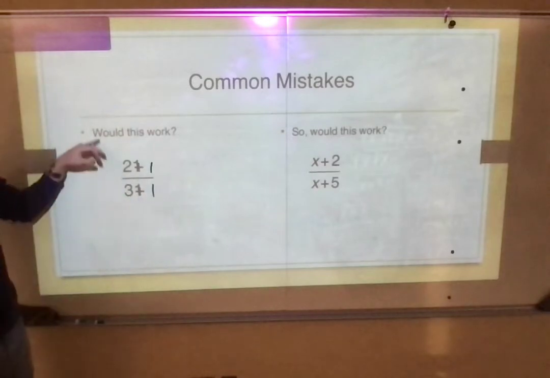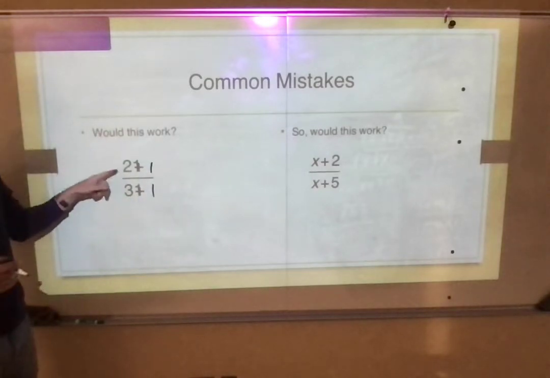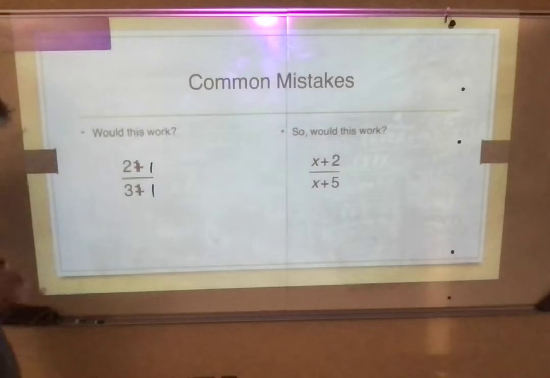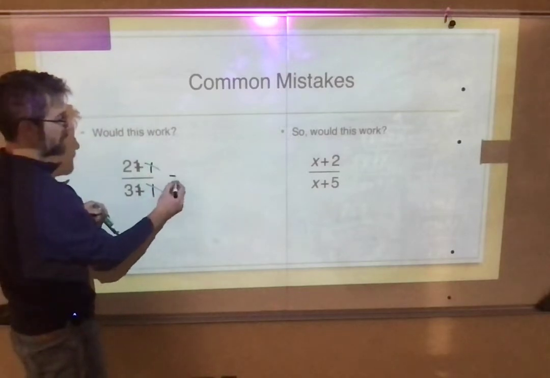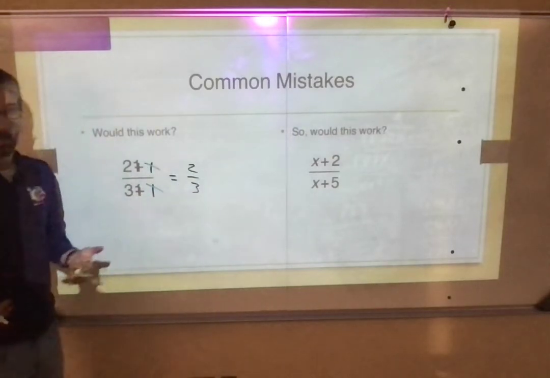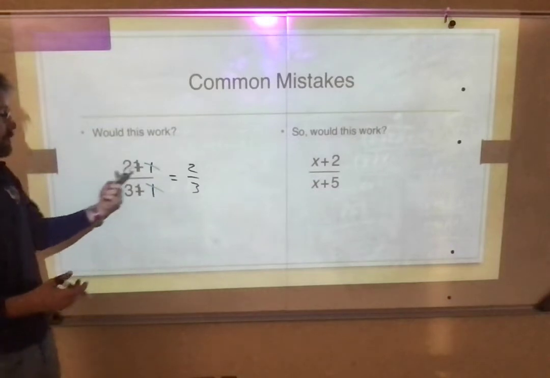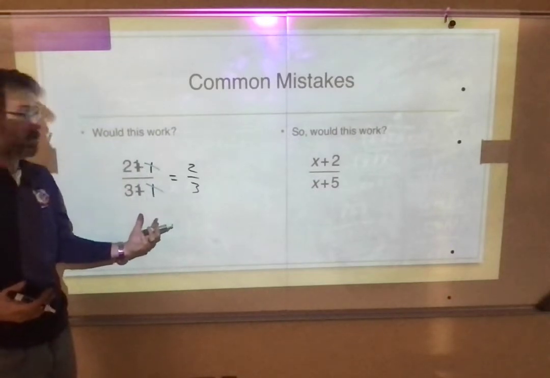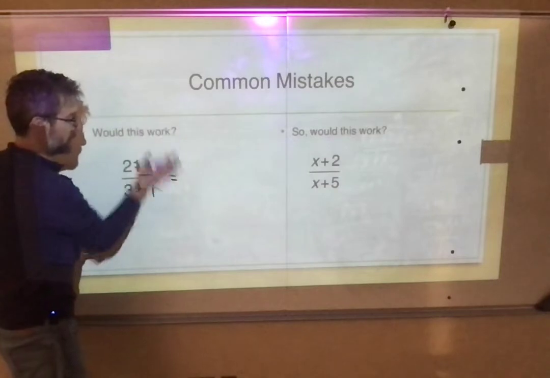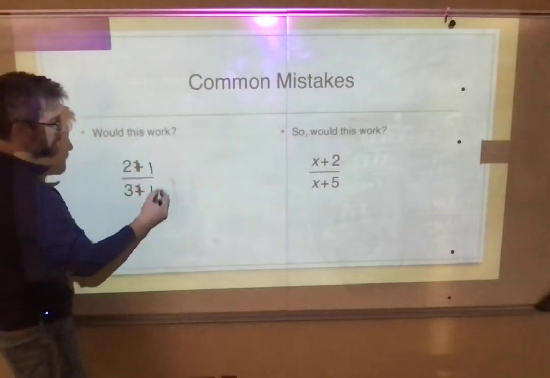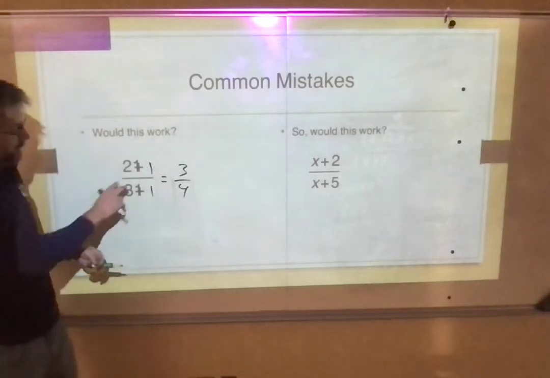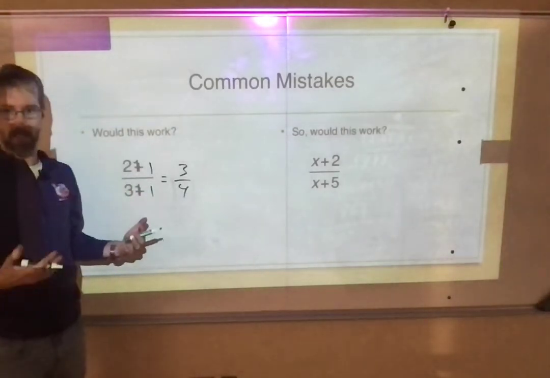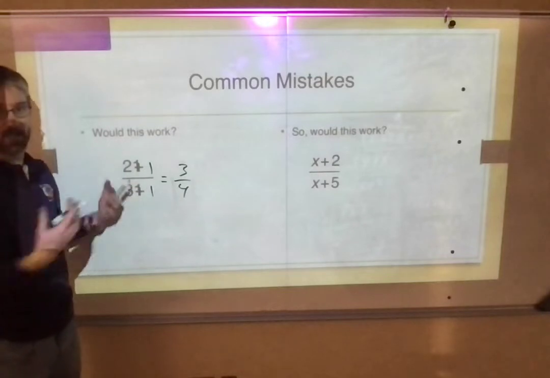Now, I want you to think about, would it work to do this? So I made it 2 plus 1 over 3 plus 1. Would it make sense for me to just cross out these 1's and say that this is equal to 2 over 3? Well, hopefully you said no, because 2 plus 1 over 3 plus 1 is equal to 3 over 4. So if we do this correctly, plus 1, it's 3/4. We can't cancel them out if there's a plus or a minus in between. If it's the whole factor that matches, then we can.